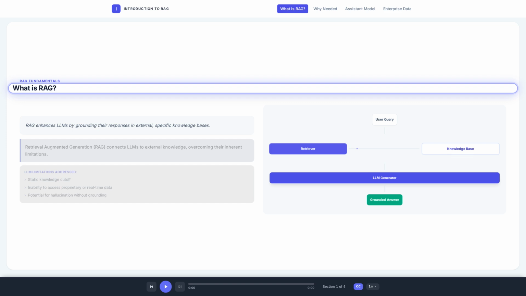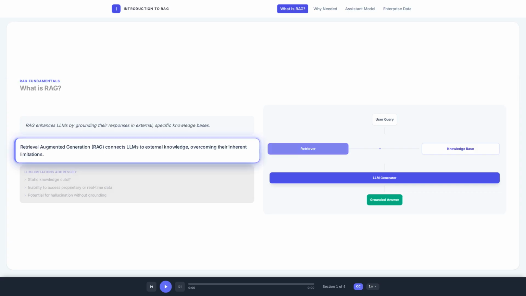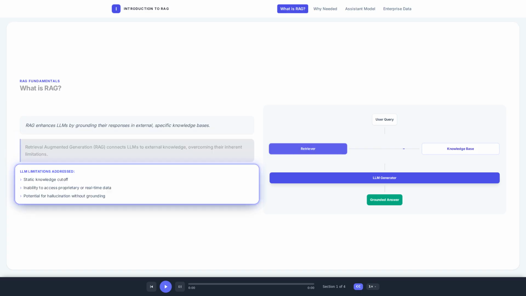So, we've established that large language models, or LLMs, are powerful but have limitations in accessing and using current or specific knowledge. Now, let's dive into what retrieval augmented generation, or RAG, is and how it addresses these challenges. RAG is a technique that enhances large language models by connecting them to external knowledge sources. Think of it as giving the LLM a reference library to consult before it answers a question, thereby overcoming its inherent limitations. RAG specifically helps LLMs overcome several key issues.